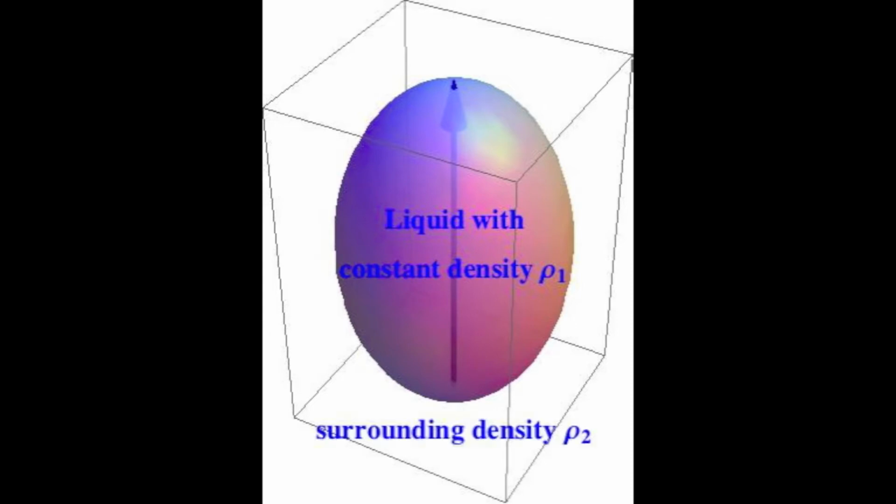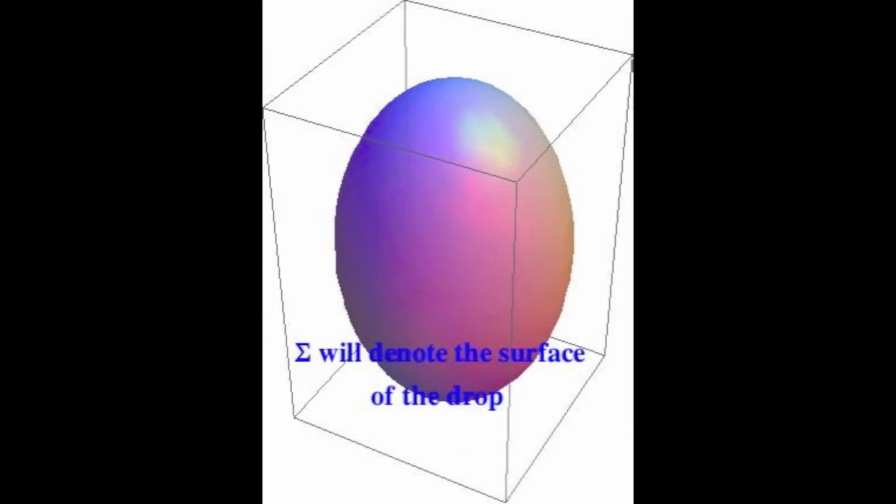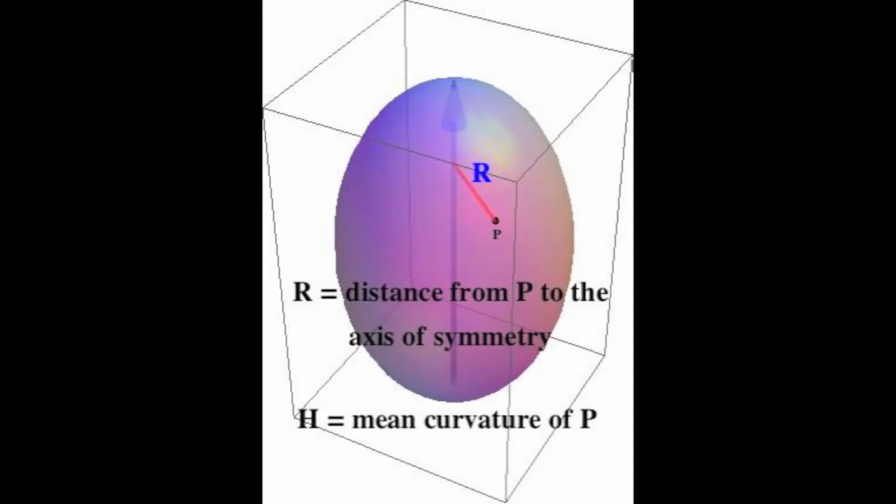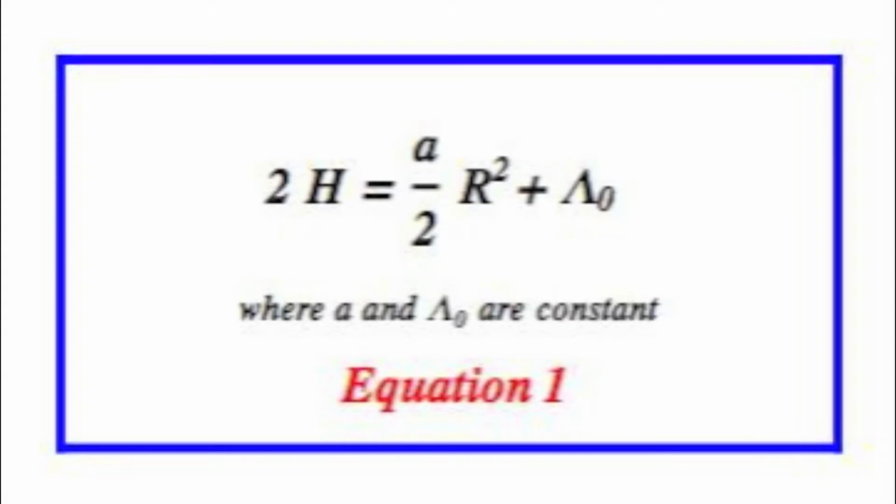while the drop is surrounded by a fluid of constant mass density ρ2, then the surface sigma, which is the boundary of the drop, satisfies the following differential equation. 2H equals A over 2r squared plus lambda naught, where H is the mean curvature of the surface sigma, r is the distance from a point in the surface to the axis of rotation, and lambda naught and A are constants that depend on several parameters.